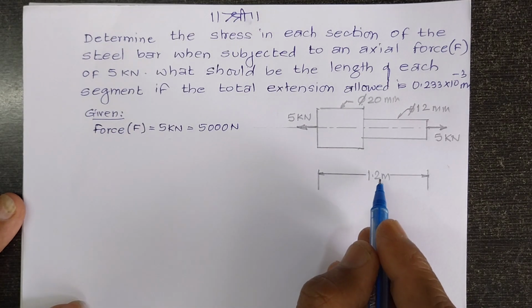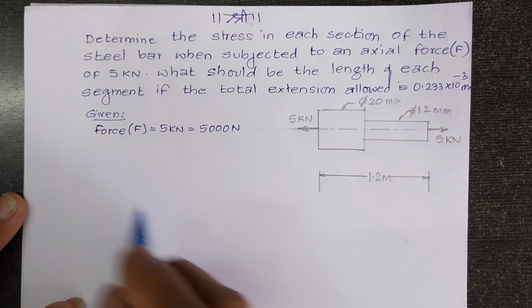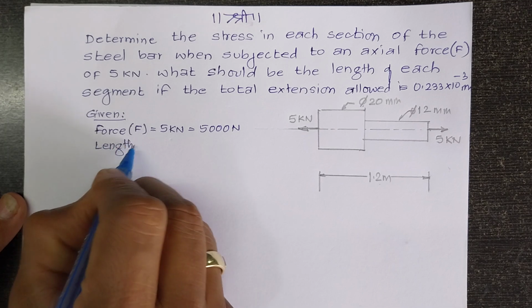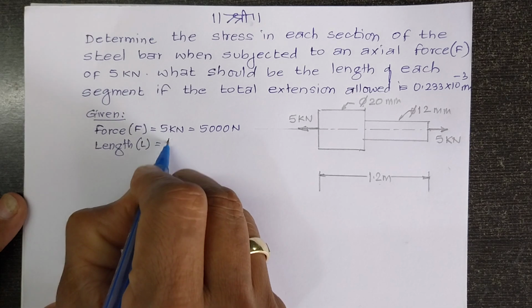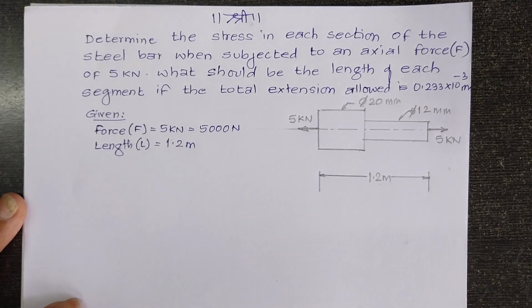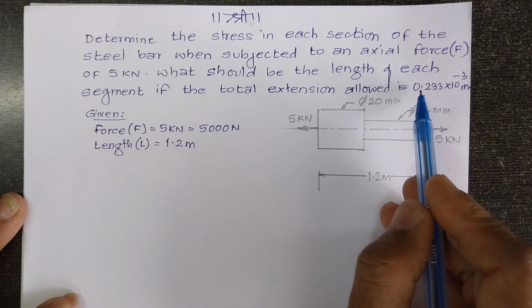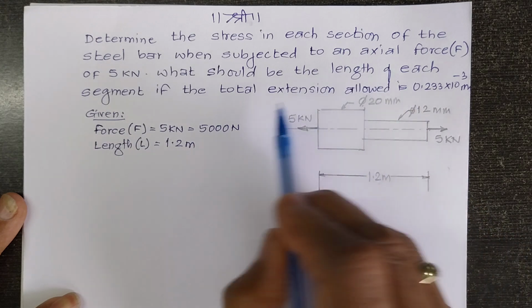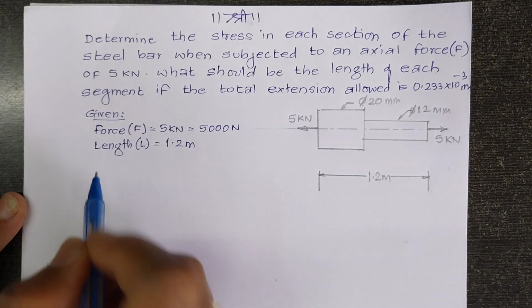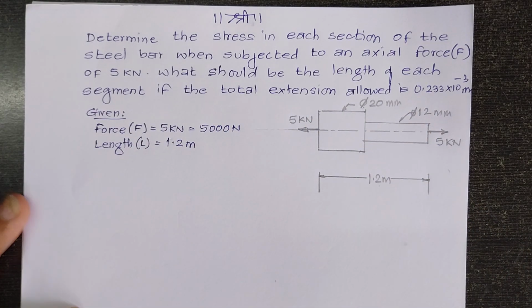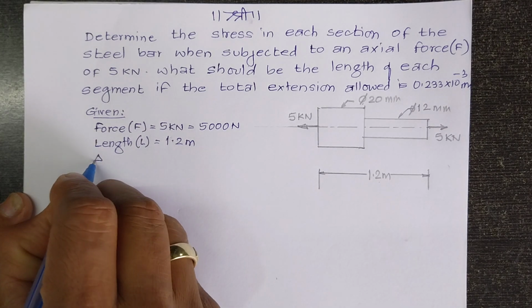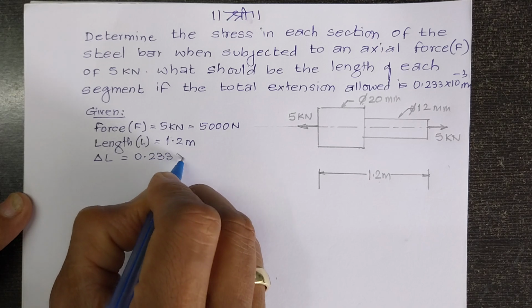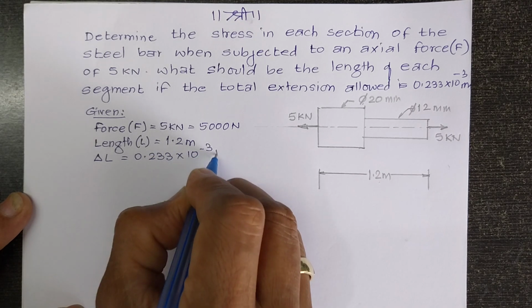Also given is the length of that bar, so we'll call the total length of the bar here as L, and that is given to be 1.2 meter. In the question also is given for this total length, the total extension allowed is 0.233 into 10 raised to minus 3. So we say that the extension, that is the change in length in this case, is 0.233 into 10 raised to minus 3 meters.